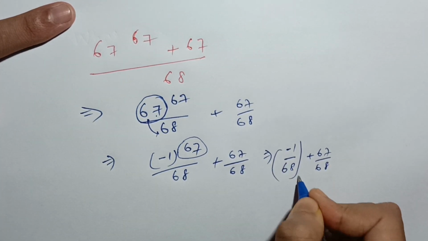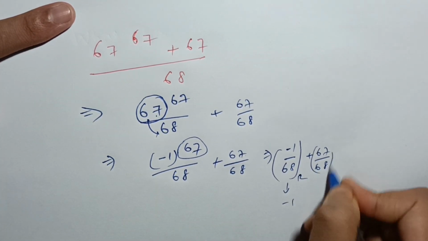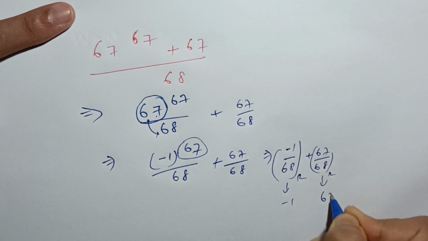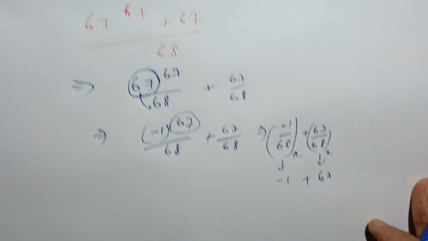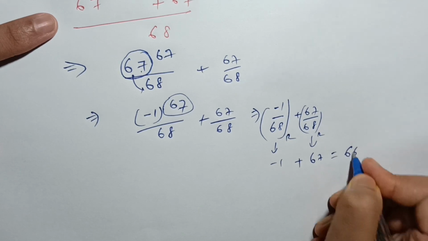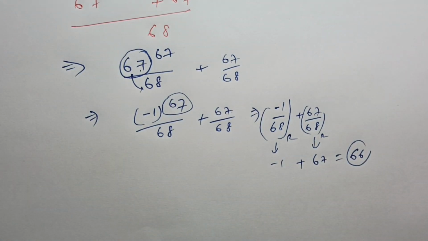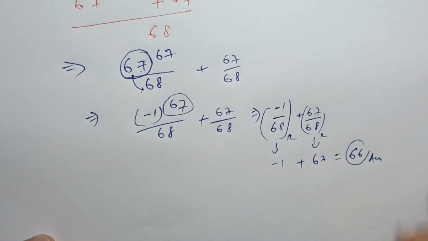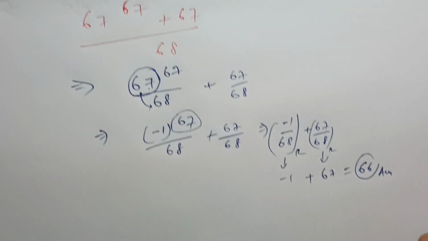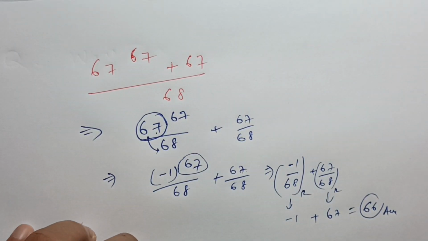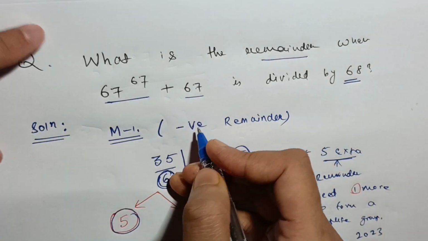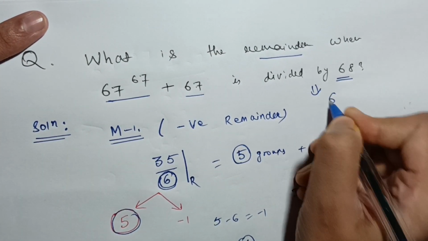Now this remainder will be minus 1. This remainder will be 67. If I add them, 67 minus 1, that will be 66, right? So finally our answer is 66. Okay, so this was method 1. I got our answer as 66.